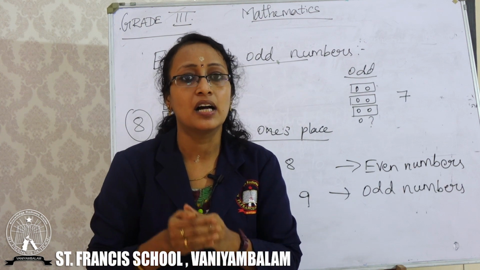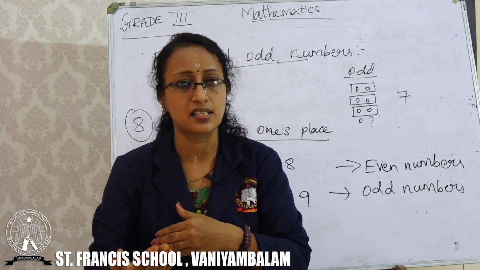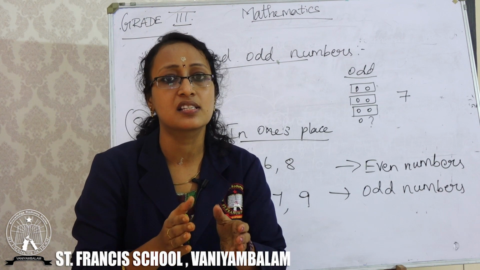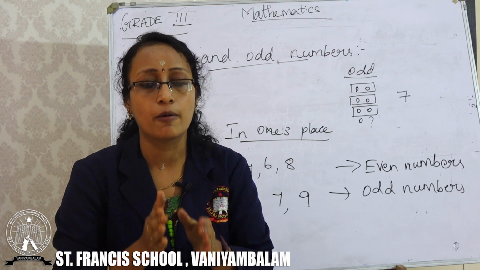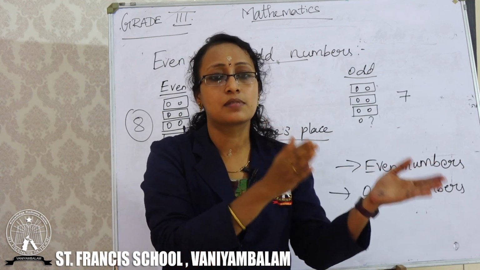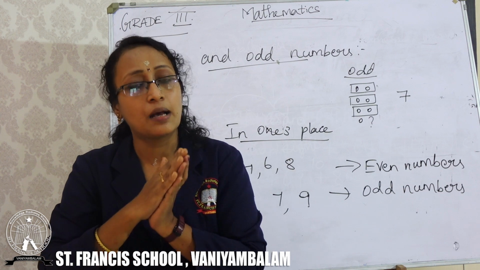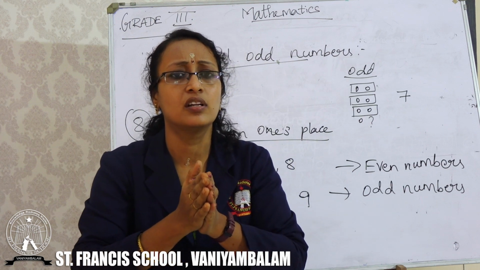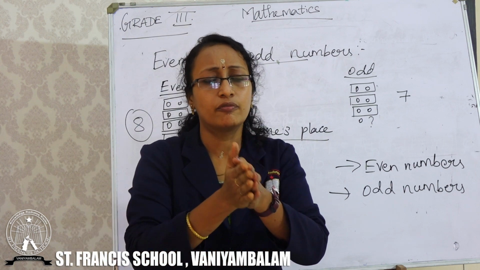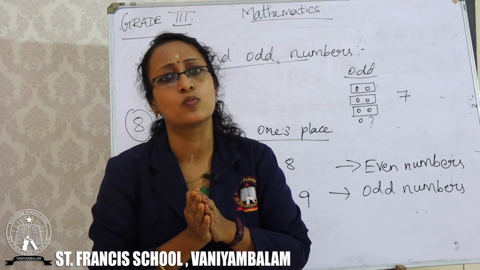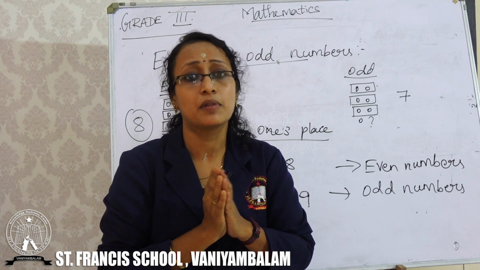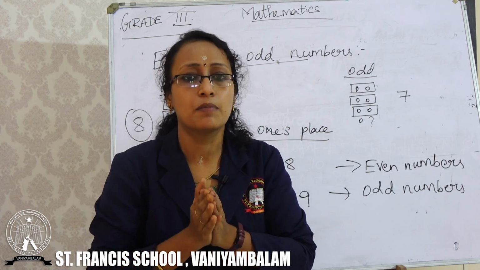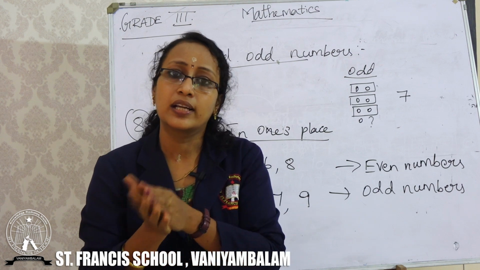Predecessor means the number which comes before, and successor means the number which comes after. So that is your definition for predecessor and successor. So how will you find the number? If one number is given, just subtract 1. You will get the previous number, meaning the number before. If you need the successor, just add 1 to the given number, and you will get the successor.